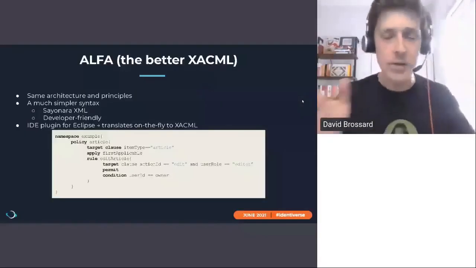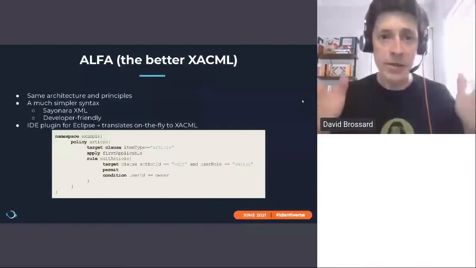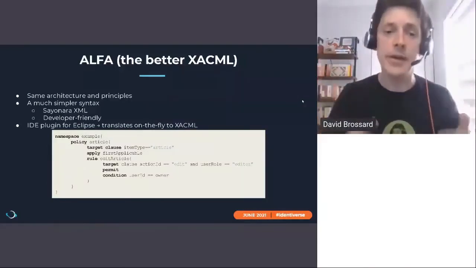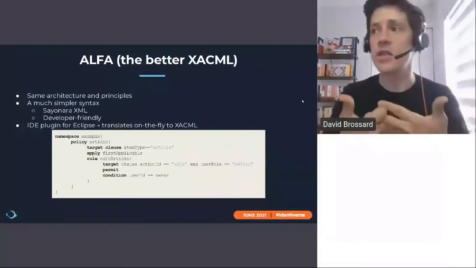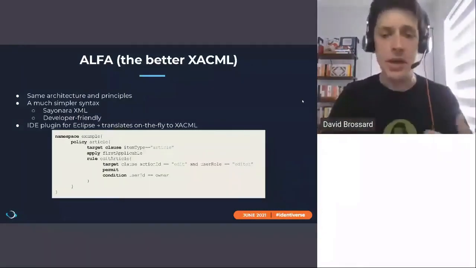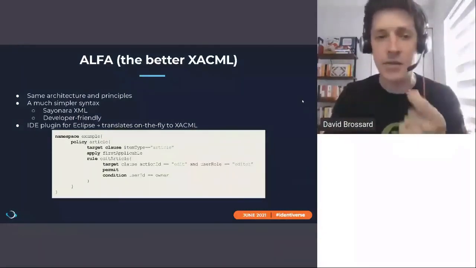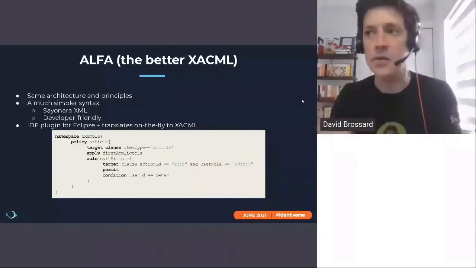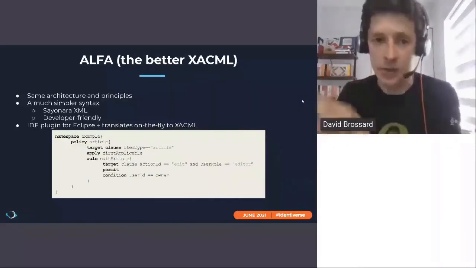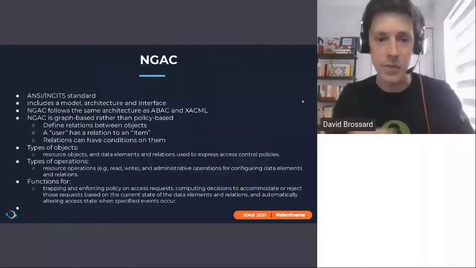It's actually getting better. So XACML, yes, is old, and yes, it's XML-based, but there is a new version of XACML called Alpha that makes the syntax so much nicer, so much easier for developers to use. And that's the direction that XACML is evolving in, making it easier for developers to use, making it easier to audit as well. So yes, there is a future for XACML.